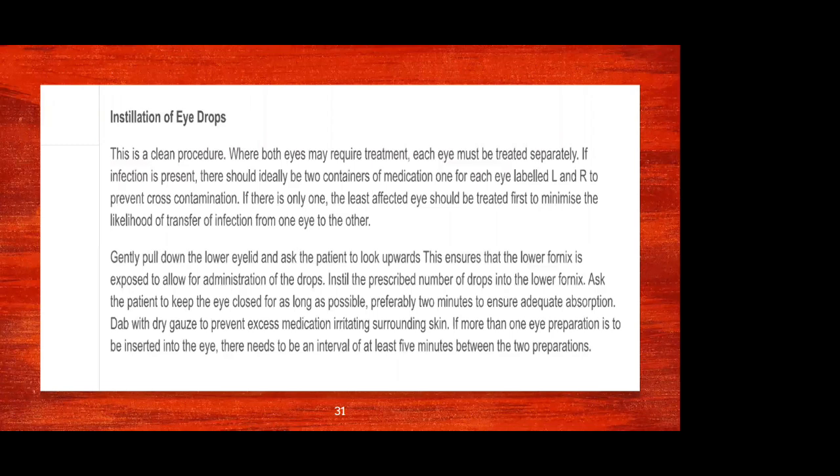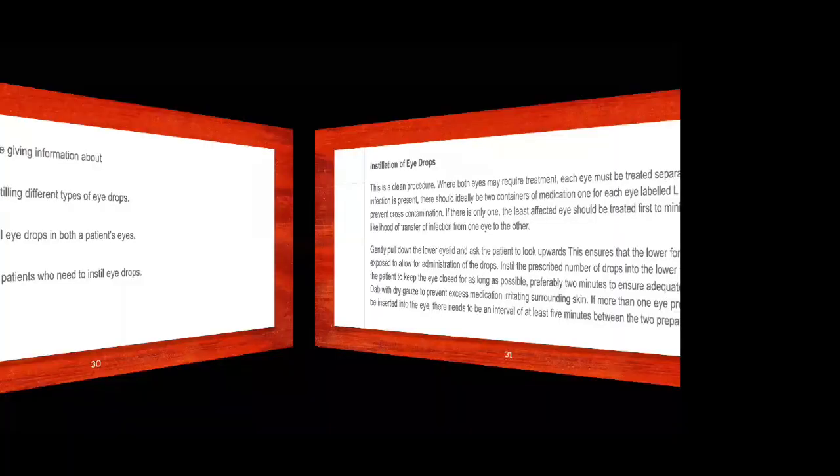If there's more than one eye preparation, maybe I really do not remember the names of the drops, maybe tropicamide and something else. Two types of medications. When you have to put two medications, there needs to be an interval of at least 5 minutes between the two preparations. That is, once the first one is done, you have to wait another 5 minutes, and then you should go for the other one. That's it.